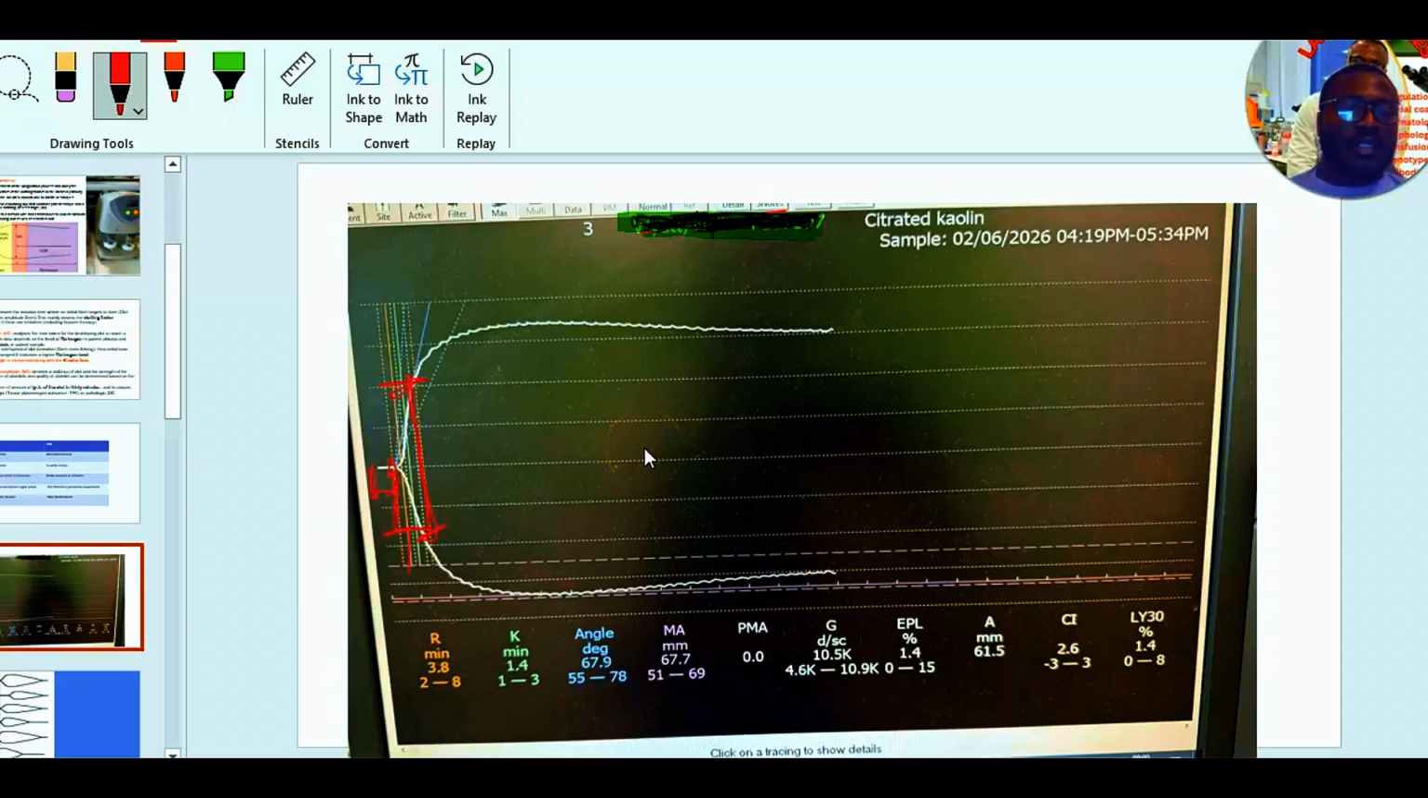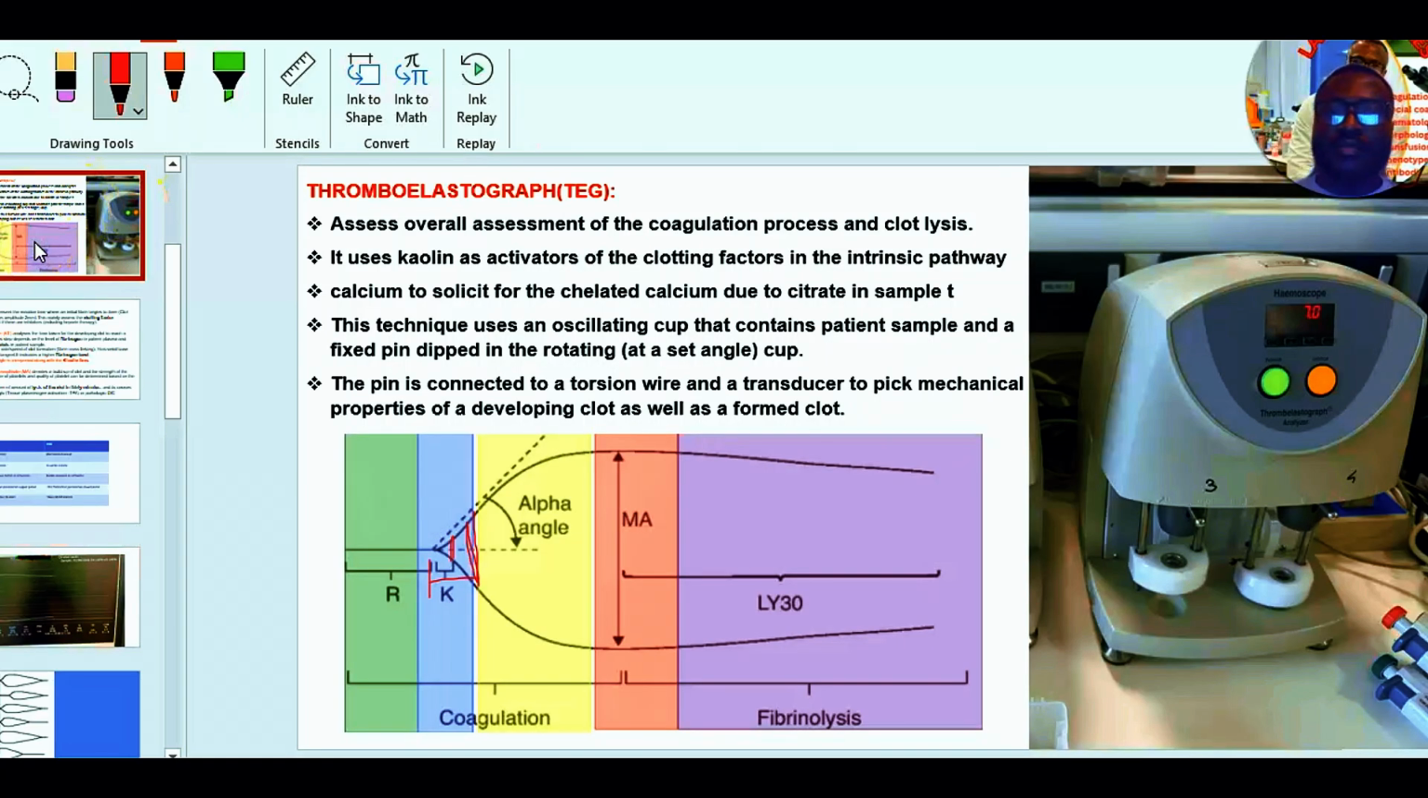Now, what about the alpha angle? So I will launch this graph. When we talk about alpha, rule number 1, alpha means beginning. Rule number 2, the beginning of a clot. Rule number 3, what makes the clot stable and what traps platelets into it.